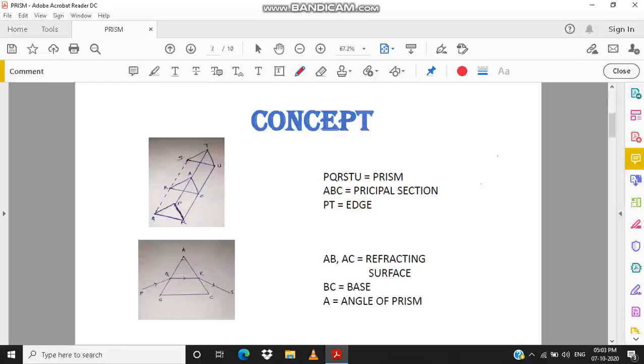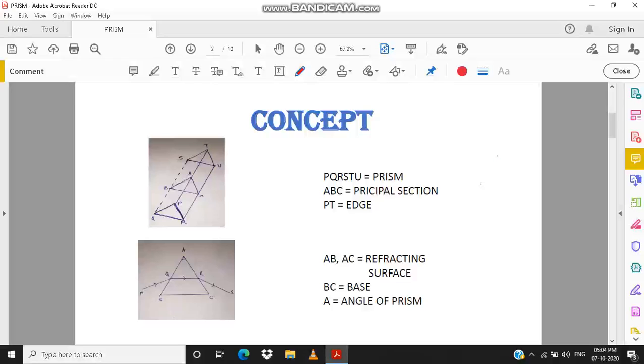Now we'll come to this topic. This diagram is a ray diagram. What we find over here is that PQ is the incident ray and RS is the refracted ray. The light enters from here and then exits from here. AB and AC are the refracting surfaces from where the light actually gets refracted. This AB and AC are the refracting surfaces of the prism.